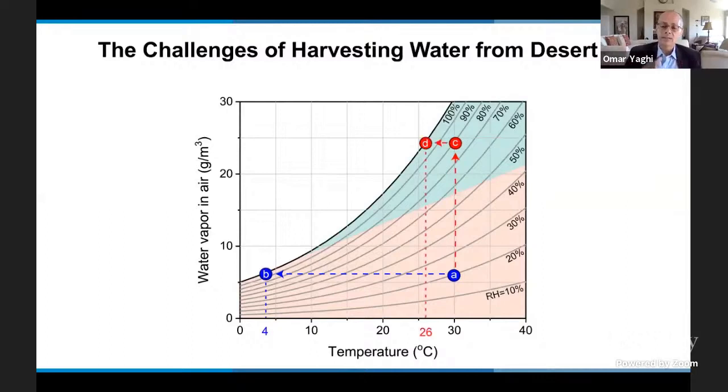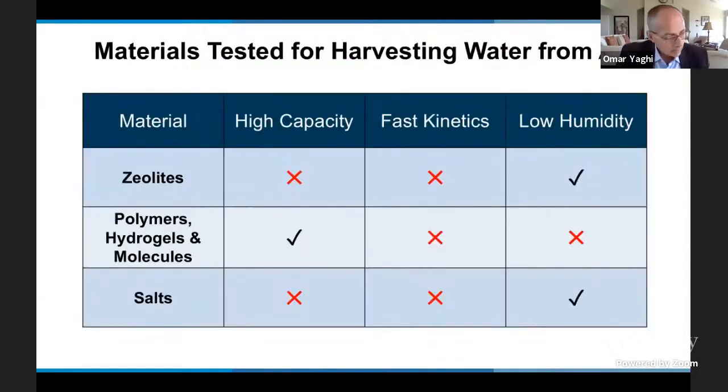Now, in order to get liquid water, I only need to cool down by a few degrees, 4 degrees, from 30 degrees C to 26 degrees C. So if I can create a MOF that takes up water from low humidity, then I've solved the water problem in the arid regions of the world. And so these are the results that I want to show you.